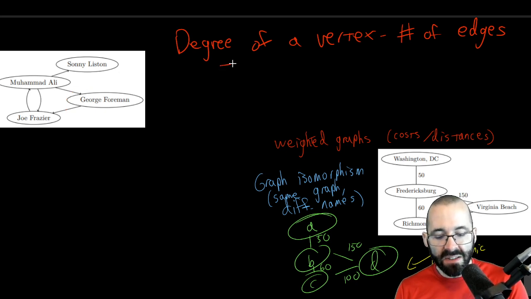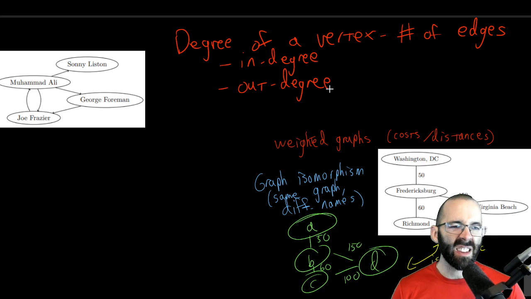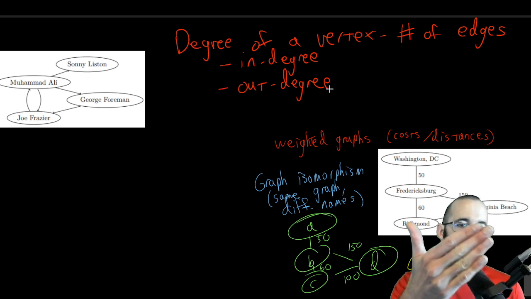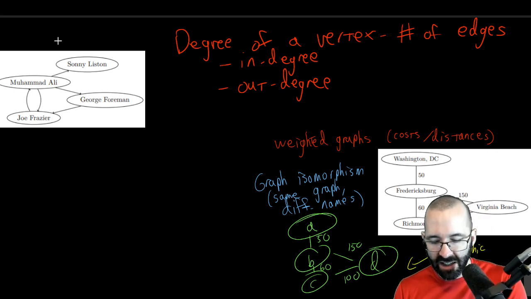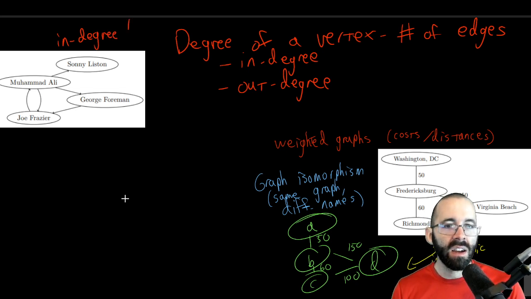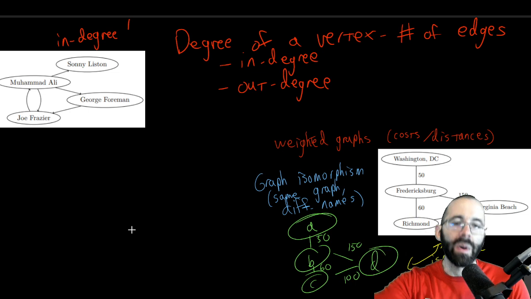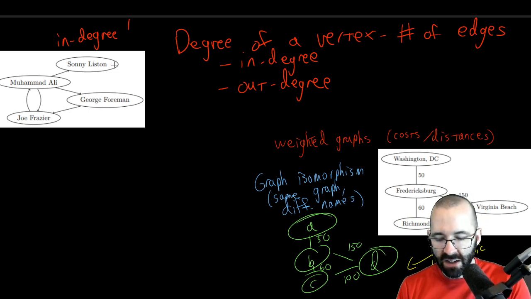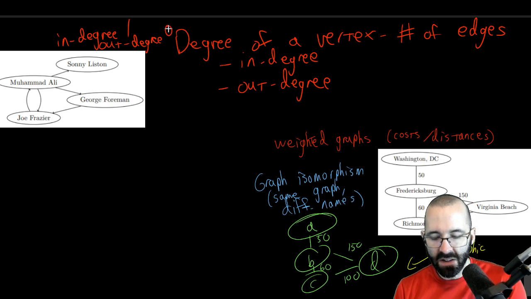And we can even specify this more with a concept of in degree and out degree. Well, what do you think these mean for a digraph? The in degree is going to be the number of edges going into it. So Sonny Liston has an in degree of 1. And out degree will be the number of edges going out. Okay, so Sonny Liston would have an out degree of 0.